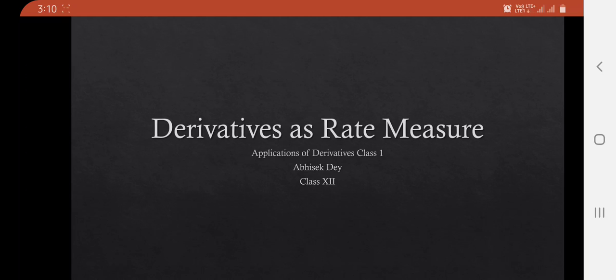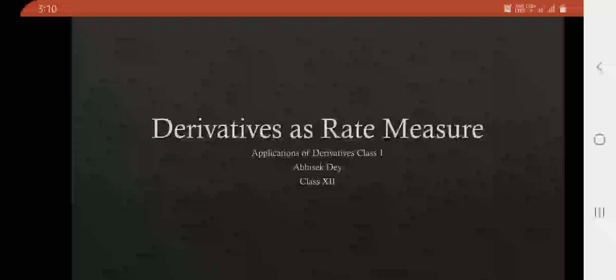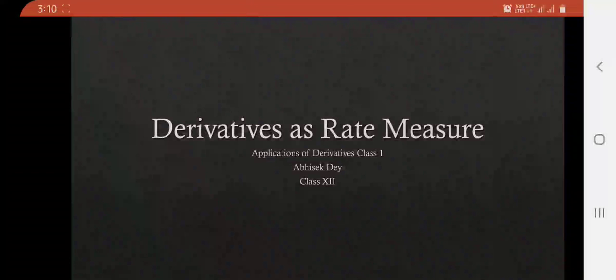This is our first class of the chapter Applications of Derivatives, and also the last chapter going by your first book. So this is the first topic that we are going to cover.